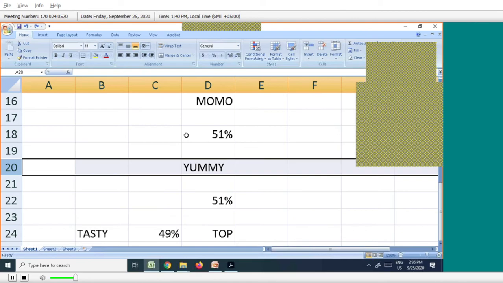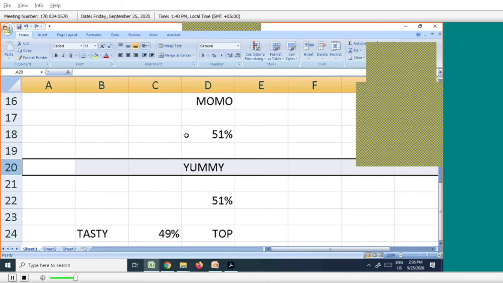Momo and ME related, ME and top related, Momo and top related, tasty and top related. Tasty and top are related by significant influence. Momo and ME are related by control, ME and top related by control, Momo and top related by control. Okay? Shall I go to the next question?